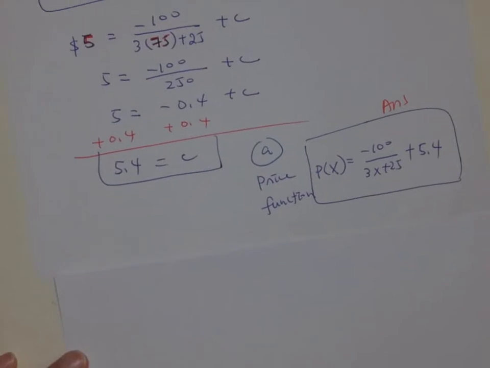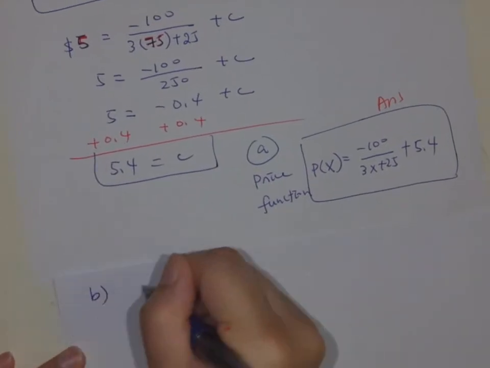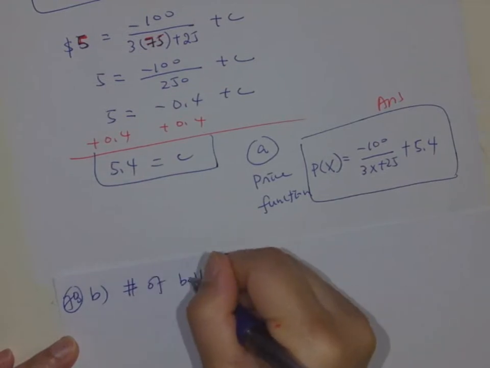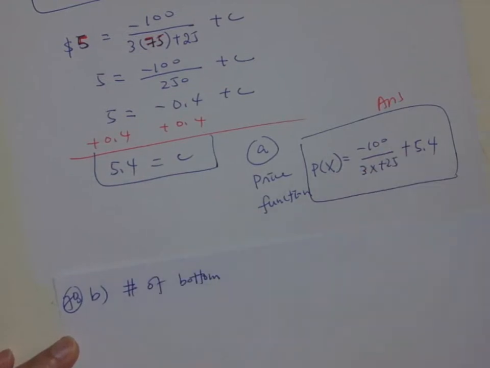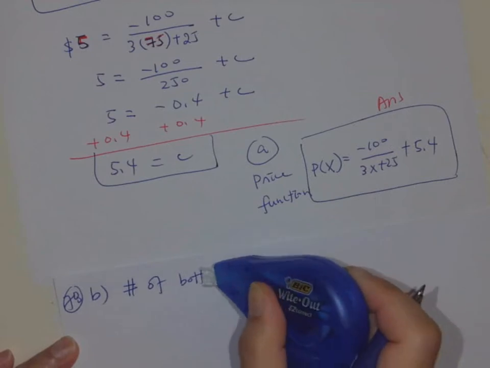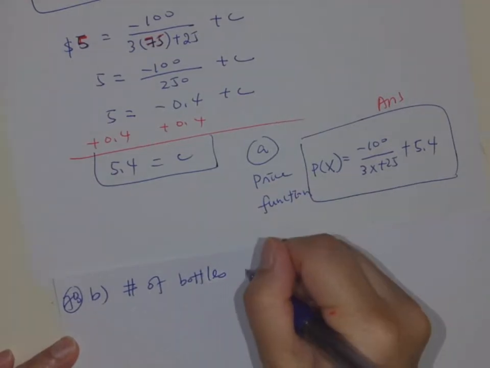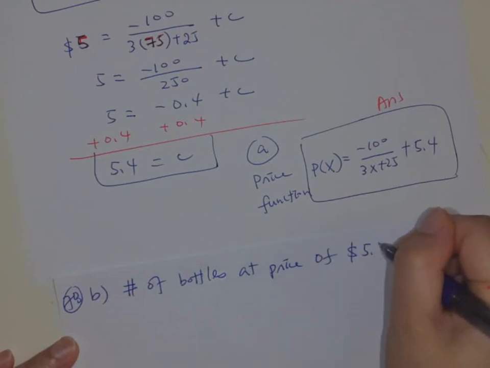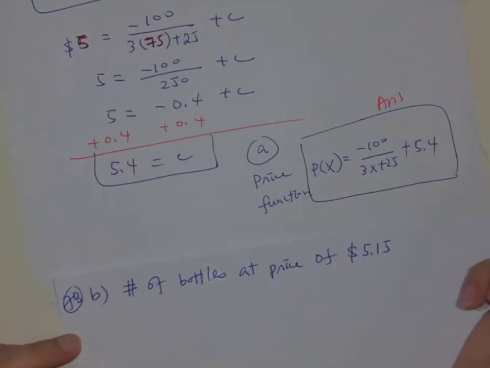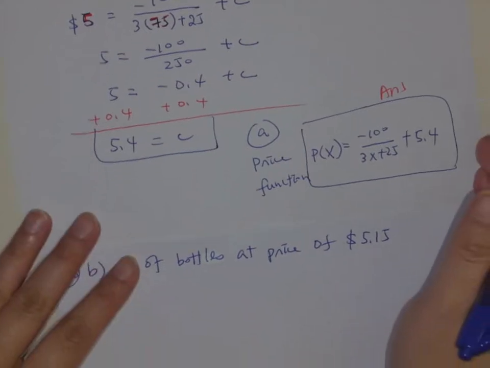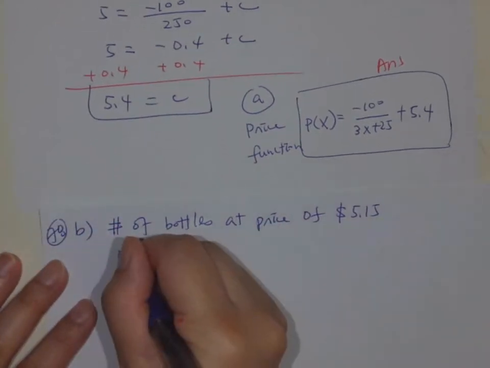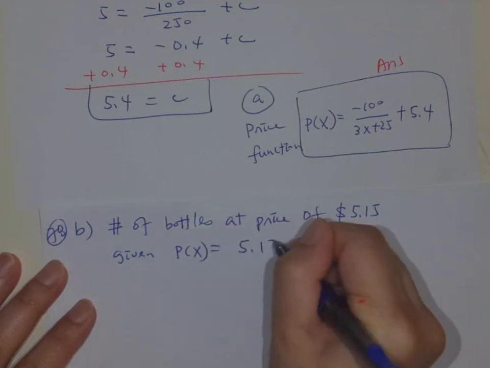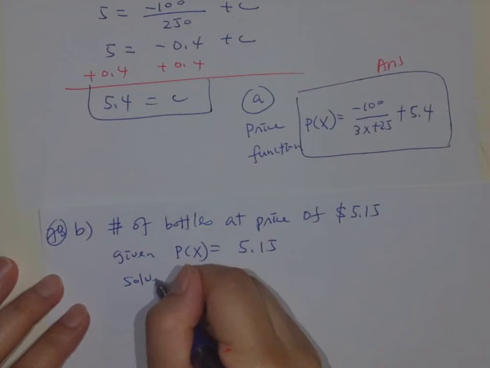So B wants us to find the number of bottles at the price of $5.15. So it's pretty close to what we just did. It was $5, this is $5.15. So they're given to you that P of x equals 5.15, and then we need to solve for x.